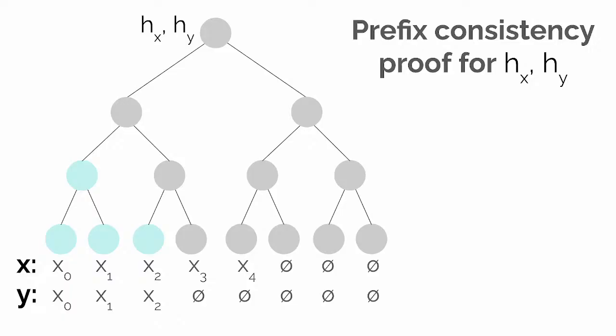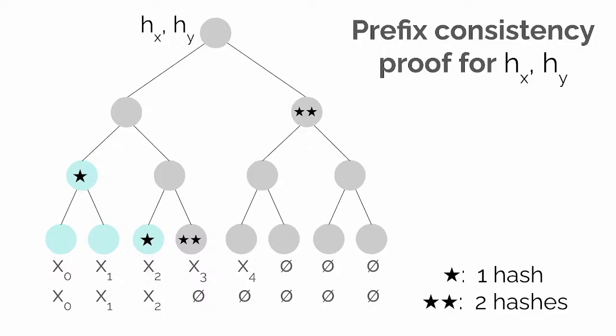So here I have two inputs, and you can see they are prefix consistent. These blue nodes are where the hashes are the same, and the gray nodes are where the hashes for these two inputs differ. So in order to give a prefix consistency proof, I'm just going to give the hash of these star nodes. If there's only one star, I only have to give one hash because it's consistent among the two inputs. And if there are two stars, there are two different hash values, so I'm going to give two hashes. These will become my prefix consistency proof.